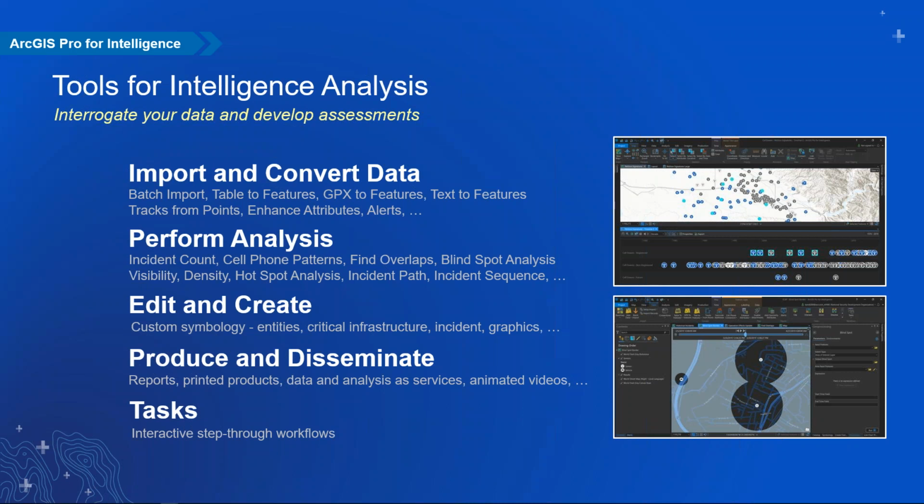Edit and create. So being able to quickly mark up your map with features, right? Whether you're bringing in data from reports or you're collecting information over time and you need to quickly add a symbol to the map, we have several symbology sets that are specifically created for this community. Producing and disseminating reports. Again, I mentioned, once you've done your analysis, you need to be able to get that out to other people in your organization or even people outside your organization. And we provide tools and tasks that help you do that.